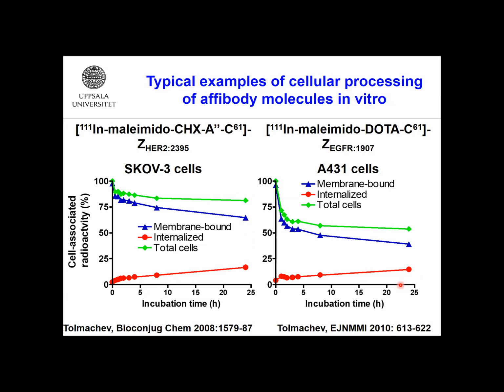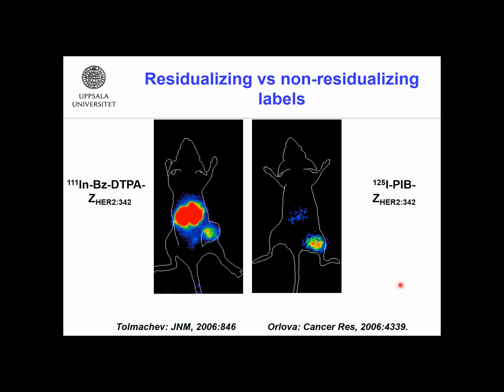And that means that the retention is independent of internalization, intracellular retention of the metals, and we could use non-residualizing label. And we still can get a good image of the tumor, but not, for example, kidneys, where antibody molecules are reabsorbed and create a very high background in the lumbar area.